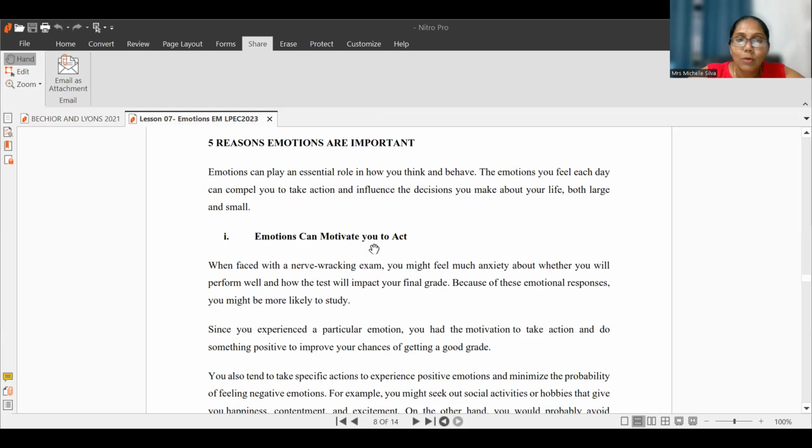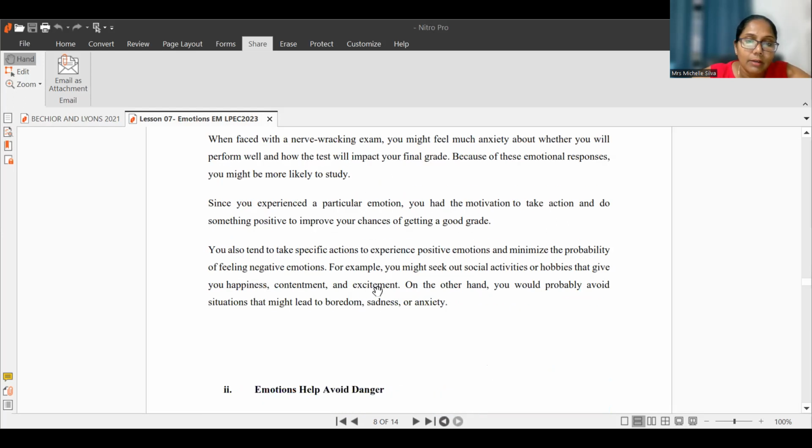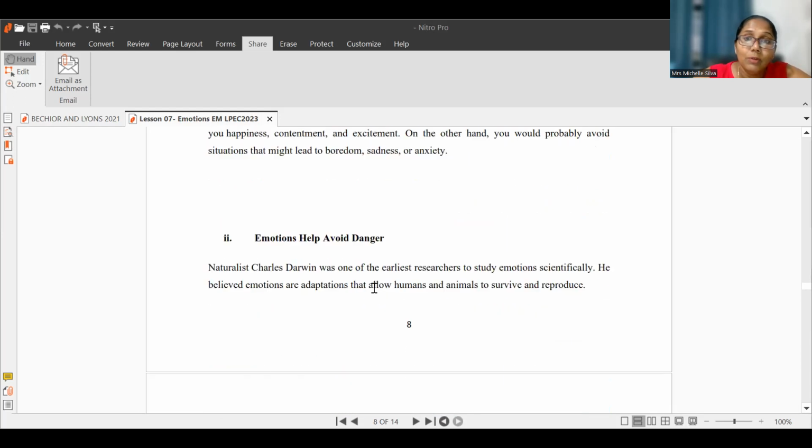So emotion can motivate you to act. Yes, your action, your behavior is governed by your emotion. Therefore, if you know what emotion you are experiencing right now, if it is negative, you have to control it before the action. And if it is positive, it doesn't matter. You can act without harming the people who are with you. And emotion helps to avoid danger. As an example, when you experience fear, sometimes you try to run away from that situation.